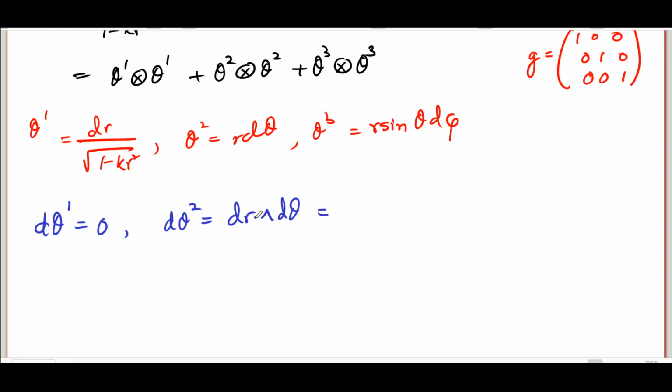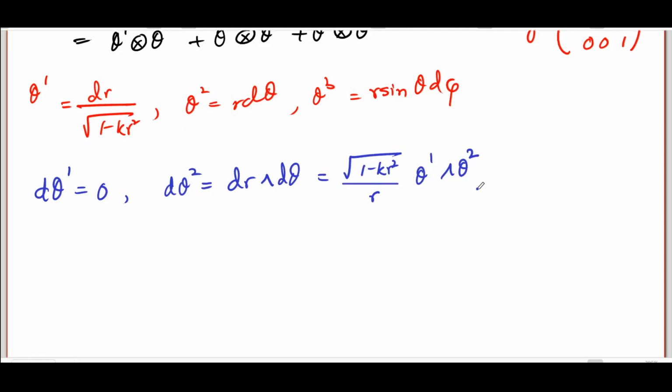Now dr wedge d theta, well, dr is actually theta 1 times square root of 1 minus kr square, and d theta is theta 2 by r, so this really becomes square root of 1 minus kr square by r, theta 1 wedge theta 2. I apologize for the fact that I'm using theta for the covariant basis vector field and also using theta for a coordinate here, but I hope that will not lead to any confusion.